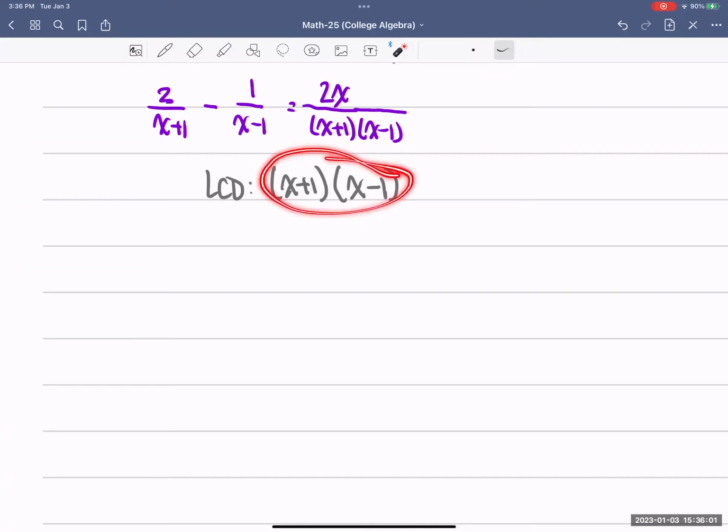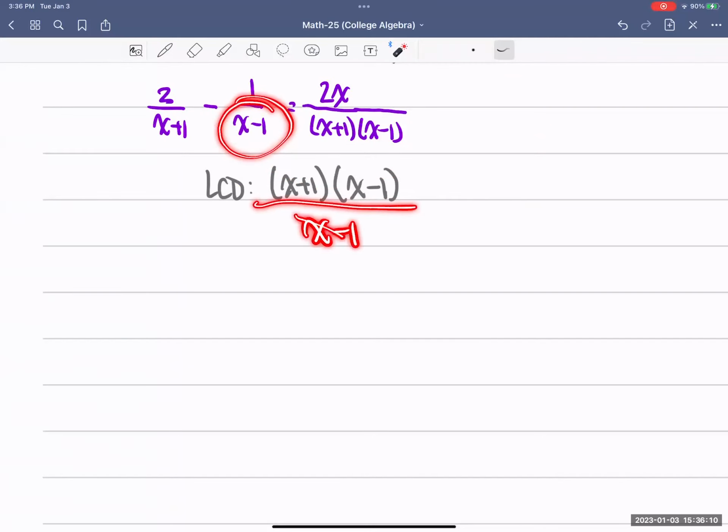So now this whole thing divided by x plus 1, those two divide out, perfect. Divided by x minus 1, those two divide out, no fractions, and divided by this whole thing, x plus 1 times x minus 1, everything divides out perfectly. And there we go. So we found our LCD as x plus 1 times x minus 1. So that's what we're going to multiply to both sides and see what we end up getting.